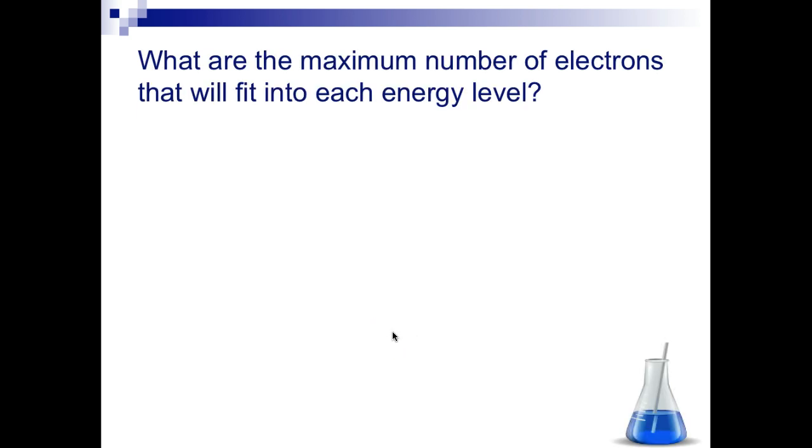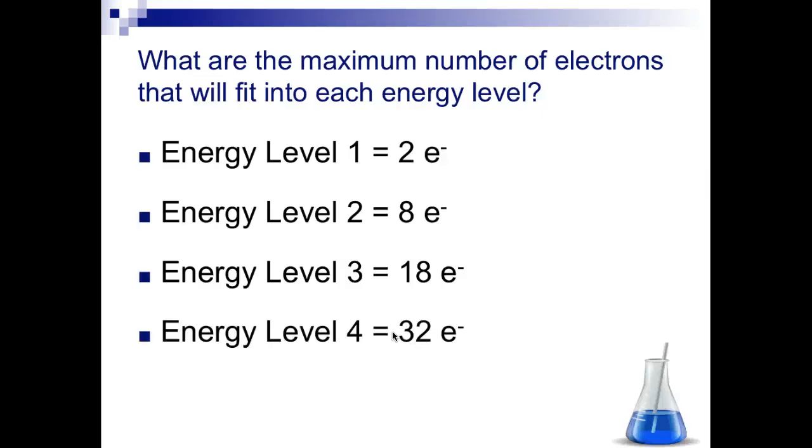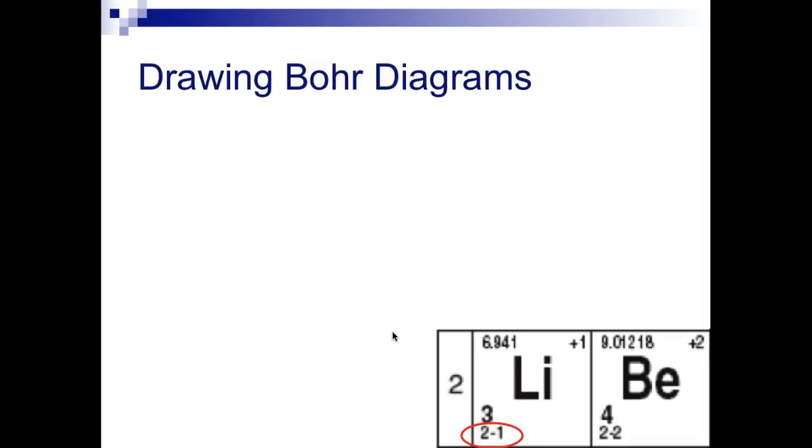So, instead of having you calculate it each time, these are just things you're going to have to memorize. So in energy level 1, you can have 2 electrons. In energy level 2, you can have 8 at a maximum. That means you can't have any more. Energy level 3, you can have 18. Energy level 4, you can have 32. And energy level 5, you can have 50 electrons at a maximum.